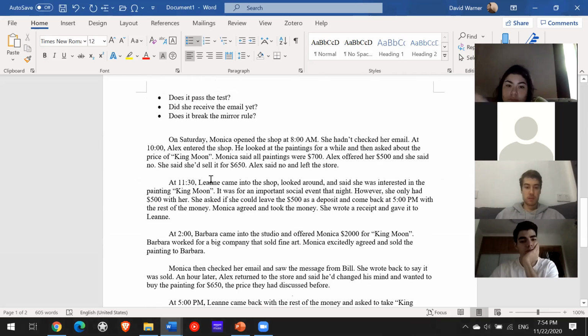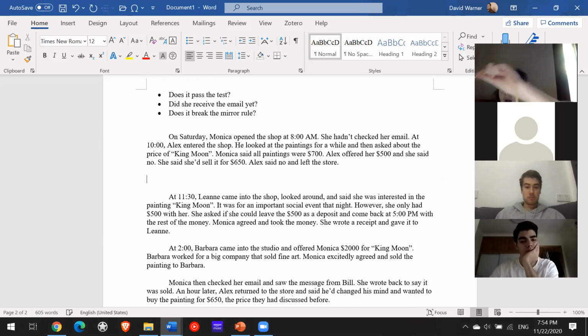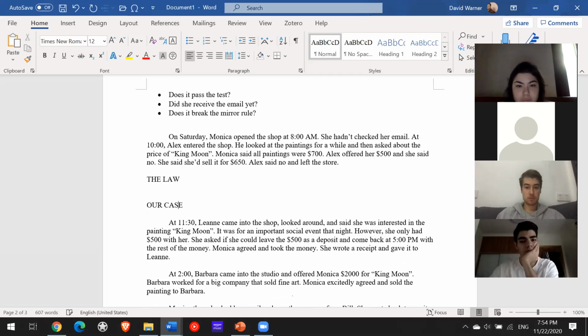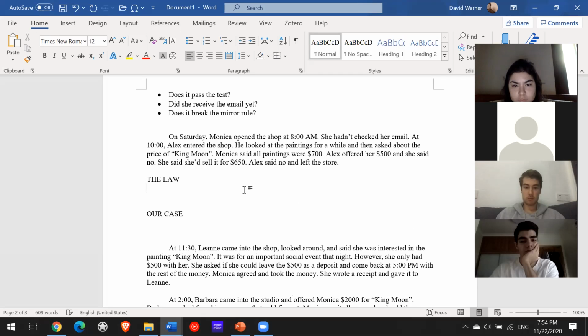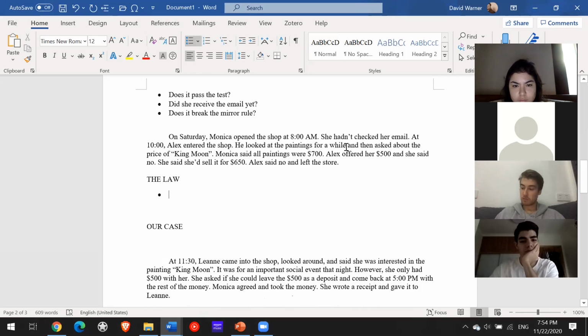So we have the law, we have our case. Let's look at the next paragraph. What kind of law are we talking about here? Contract law. Of course we're talking about counter offer. Are we talking about an offer, acceptance, consideration, intention, or certainty?